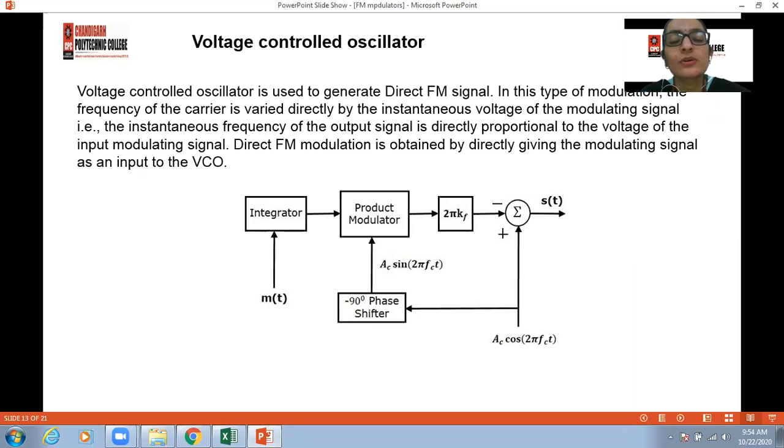The voltage controlled oscillator is used to generate direct FM. In this type of modulator, the frequency of the carrier is varied directly by the instantaneous voltage of the modulating signal. That is, the instantaneous frequency of the output signal is directly proportional to the voltage of the input modulating signal, and direct FM modulation is obtained by directly giving the modulating signal as an input to the VCO.